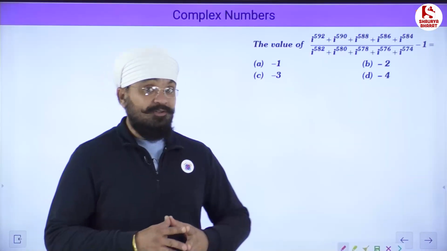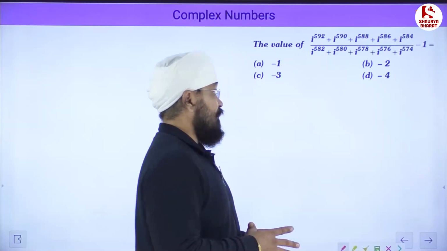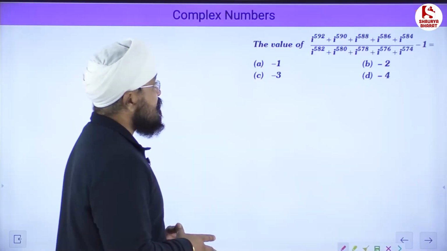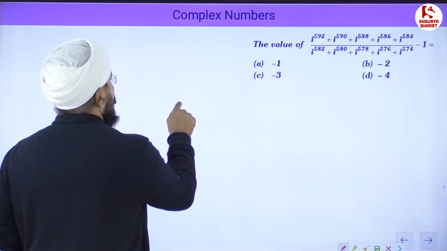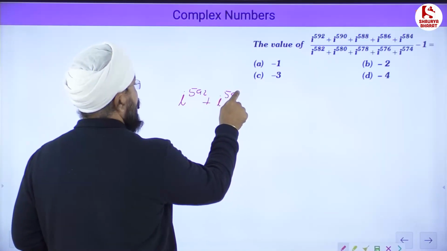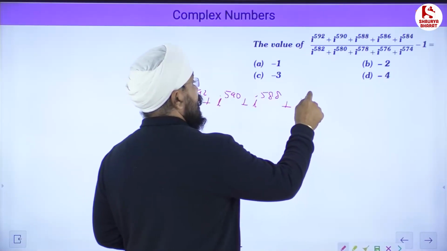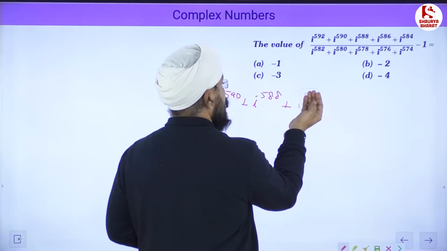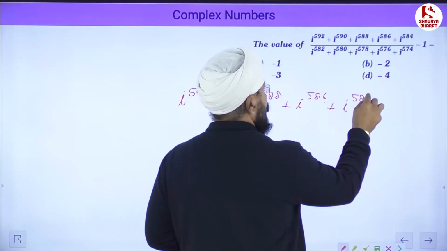Let us take one more question. Now this is having big powers, that is iota to the power 592, 590, 588, 586, 584. So what we can see, again we are getting even powers. Let me write this one as iota to the power 592, iota to the power 590, iota to the power 588, iota to the power 586, and at last we are having iota to the power 584.